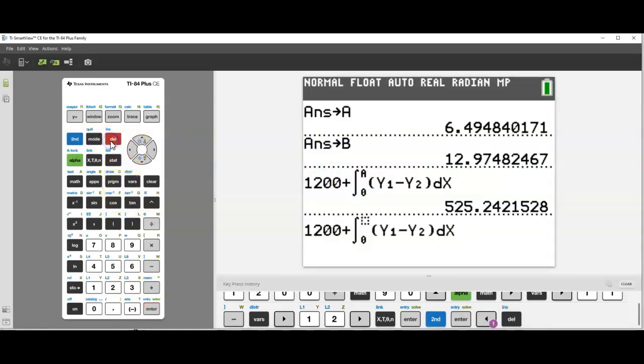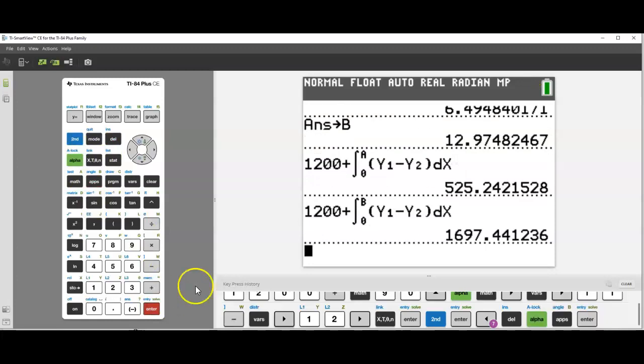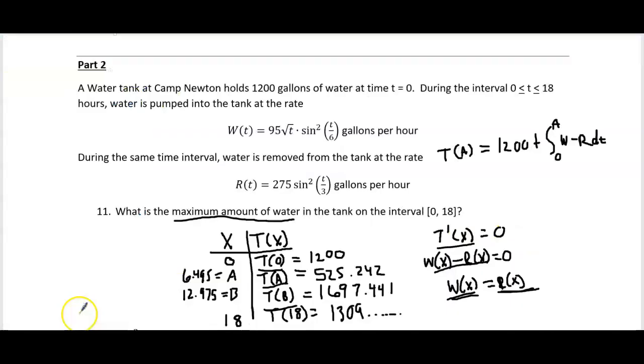I'm going to delete that. And then in its place, I'm going to put alpha B. And then all I have to do is push enter. Another time-saving strategy. So now we're up to 1697.441. And so now we've found our values at all of our candidates, beginning, ending, and criticals.